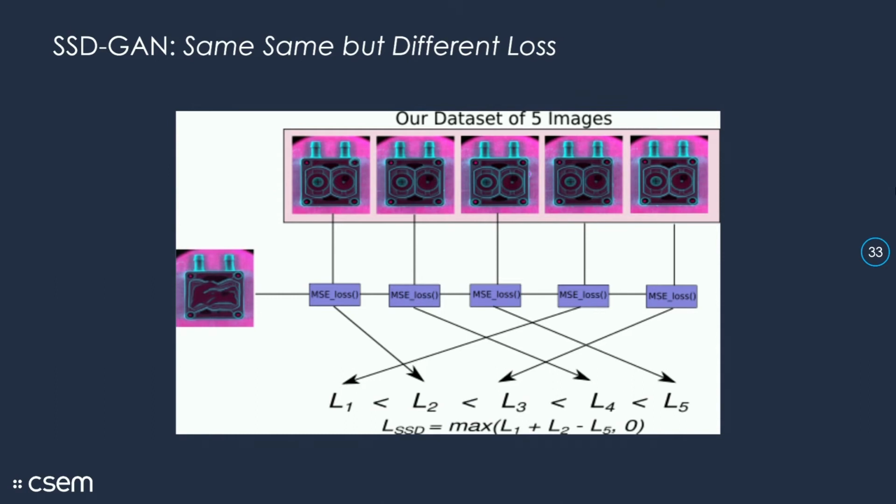We take our small dataset and our generated fake image, and we compare the fake to all the reals. Then we pick the two that are the most similar and the one that is furthest away. And what we're trying to do is push the fake image as close to the similar ones and as far away from the different one, the dissimilar. This creates, in our experience, a better representation and better results. And this is why we coin this term same but different.